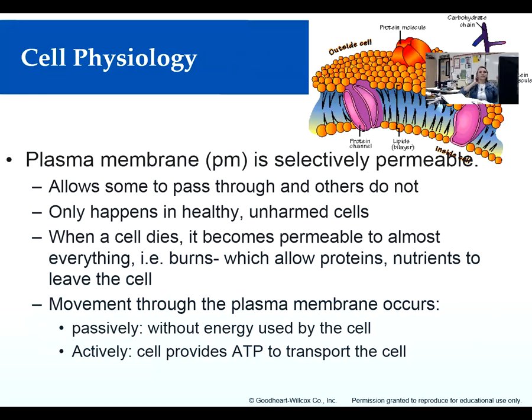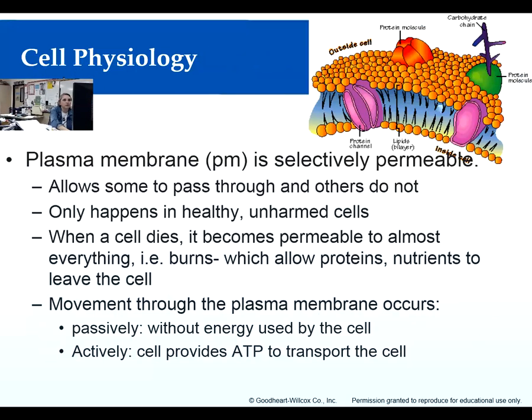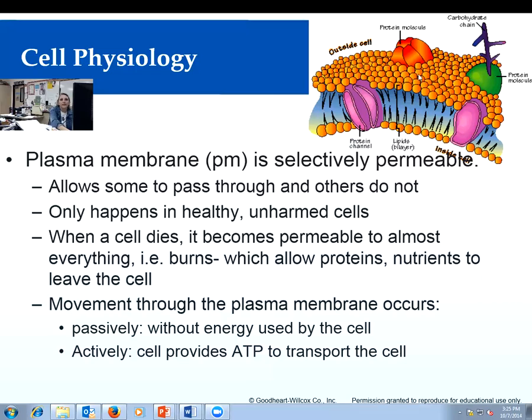Okay, so again, it's selectively permeable. Let me move my little picture here so you can see this picture. Just like the picture we looked at in our textbooks, it allows some things to pass through, some things it doesn't. This only happens, like I said the other day, in unharmed cells. Remember we talked about burns or any kind of damage that is done to cells. It makes them more permeable, and so things are allowed to move through that really shouldn't move through.